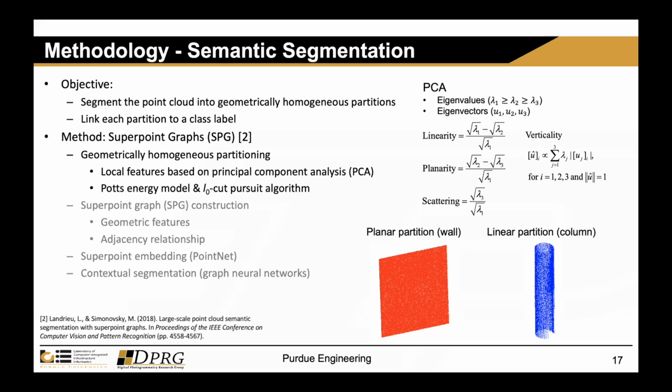So SuperPoint Graph fits very well with our purpose, and that is why we choose this method for semantic segmentation. The method first segments the point cloud into geometrically homogeneous partitions. So these partitions can be planar segments, for example, walls, ceilings, and floor are planar segments, or linear segments, for example, the columns and beams are linear segments. Next slide.